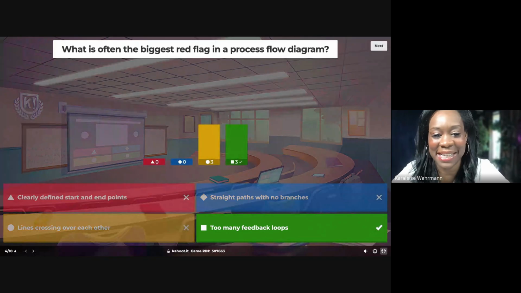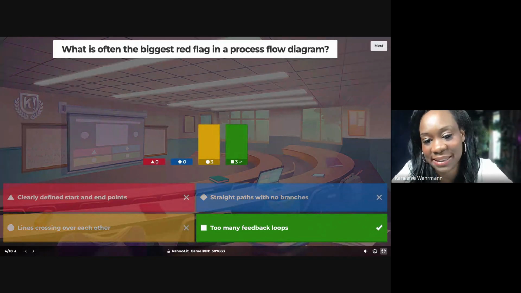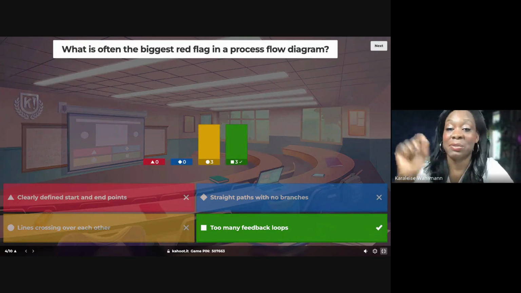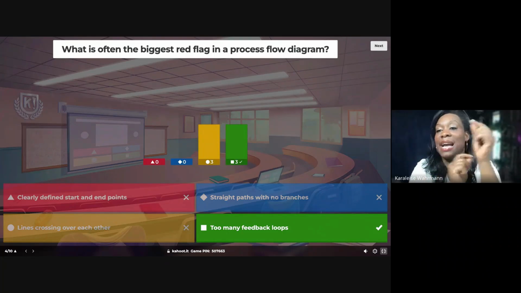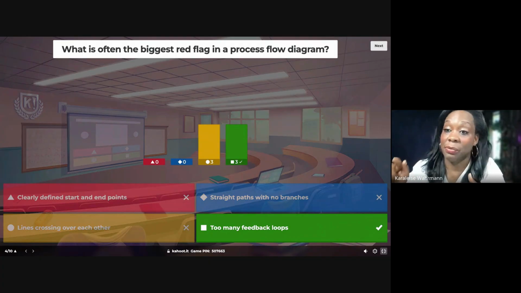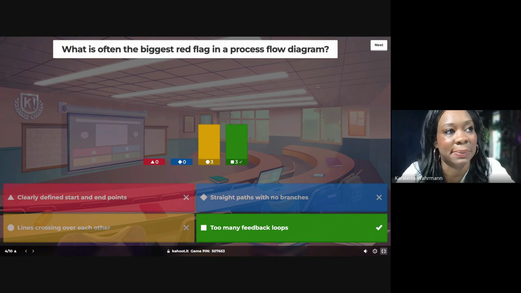Okay, sometimes the biggest red flag is too many feedback loops. Lines crossing over each other is also a problem, but it's not the biggest problem. The lines crossing over each other just means it's not designed well, but the steps are probably correct. The feedback loops show that there's delay because things are not being done right the first time, so you have to do it again. So that's the biggest problem. Pay attention to those qualifier words like biggest, right?